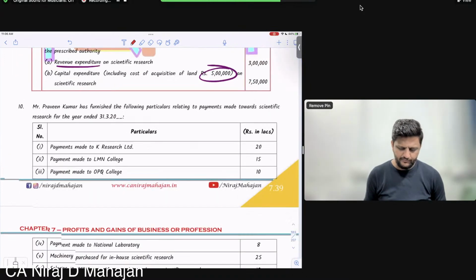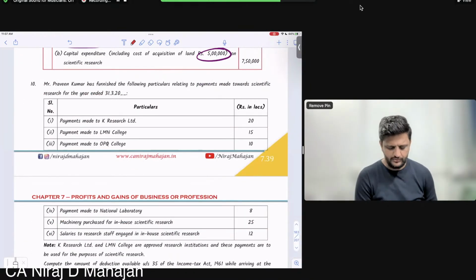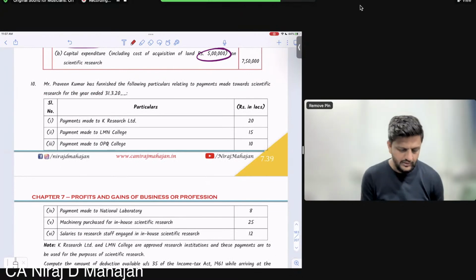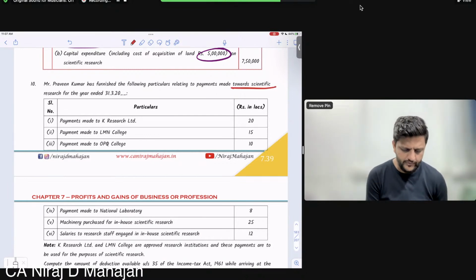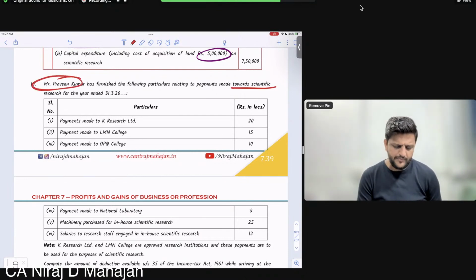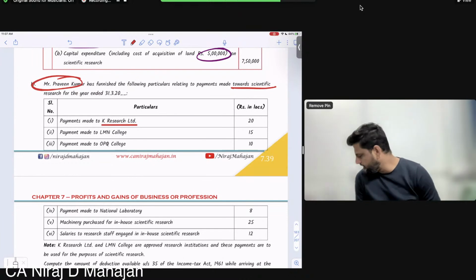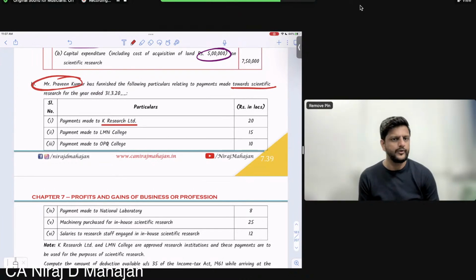Tell me about your 10th, because you can finish that off by yourself. Praveen Kumar has furnished the following details relating to payments towards scientific research. Ready? Praveen Kumar, individual, okay. Payments made to K Research Limited, company. K Research Limited, a domestic company in research, allowed.